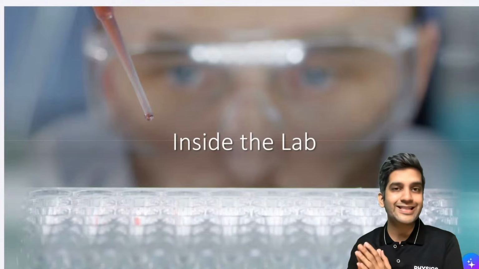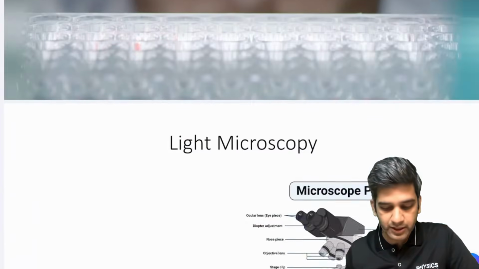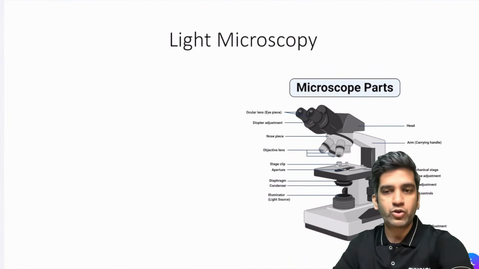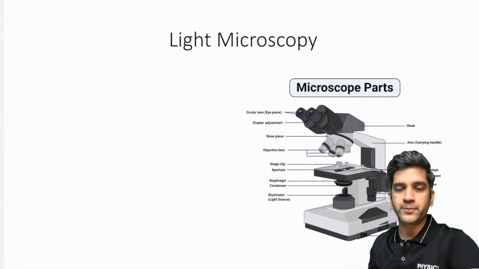So what is there inside the pathology lab? The first thing is a simple normal light microscope. We're going to talk about the simple normal light microscope today.